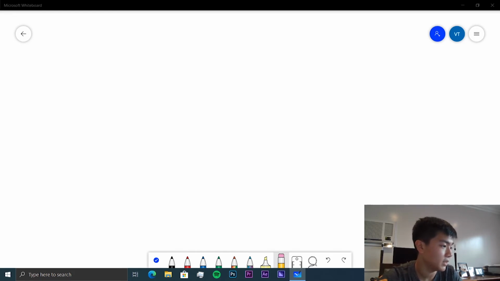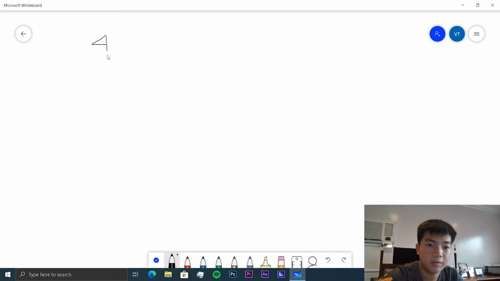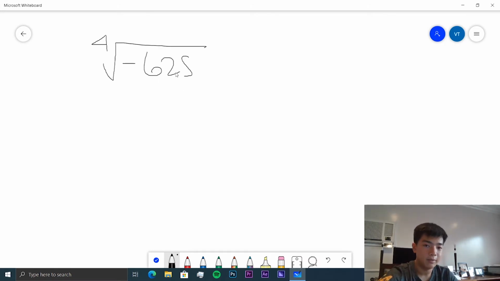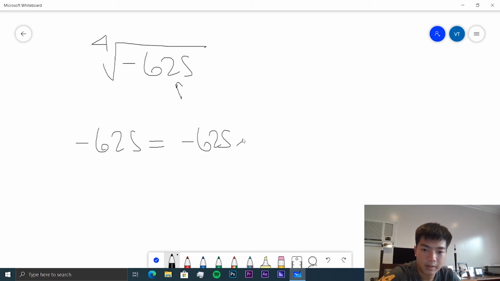And so the next question is: find all the complex numbers in Euler's form. So we have this fourth root of negative 625, and we need to find this in Euler's form. So how can we express negative 625 in Euler's form? Well, negative 625 is equal to 625 e to the i pi.